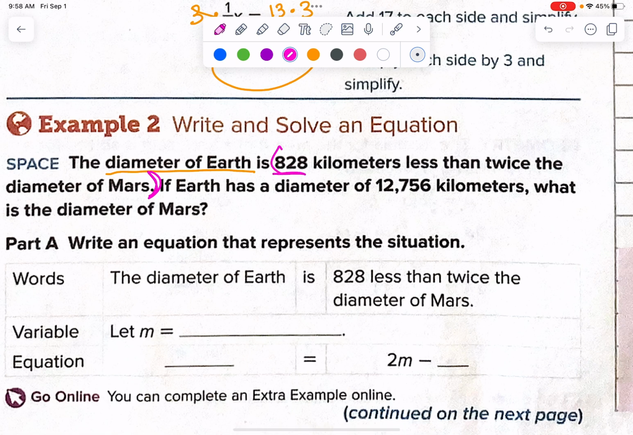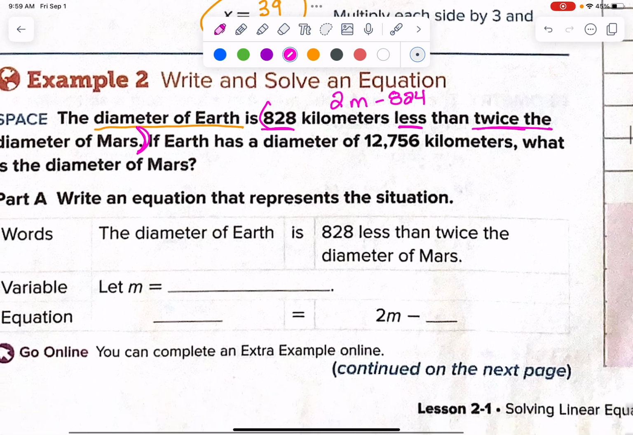So 824 less than means I'm subtracting 824. That's 824 less than. Whatever I have originally, 824 smaller than that. And then twice the diameter of Mars is going to be 2, let's call it 2m, twice the diameter of Mars. So I have 2m and then 824 less than that. That's what our story problem is sorted out to be, okay?